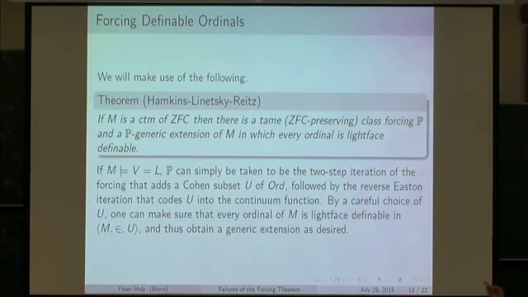But you have to be careful in the choice of Cohen subset of Ord. I mean, not every generic extension of this model M by this forcing will be pointwise definable, or will have all ordinals light phase definable, but there is a particular generic extension in which all ordinals are light phase definable, and that can be ensured by a very careful choice of this Cohen subset U of the ordinals. But I'm not going into the details of this.